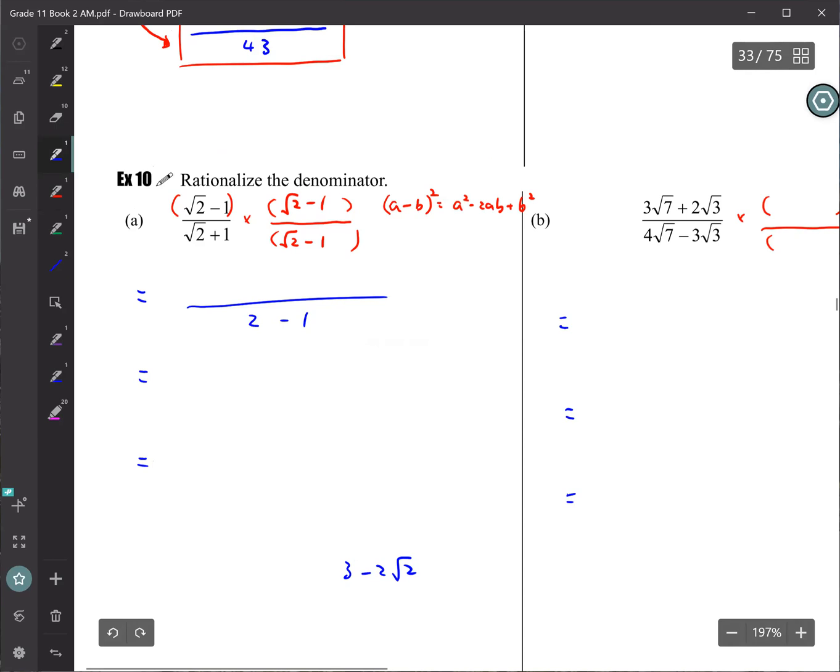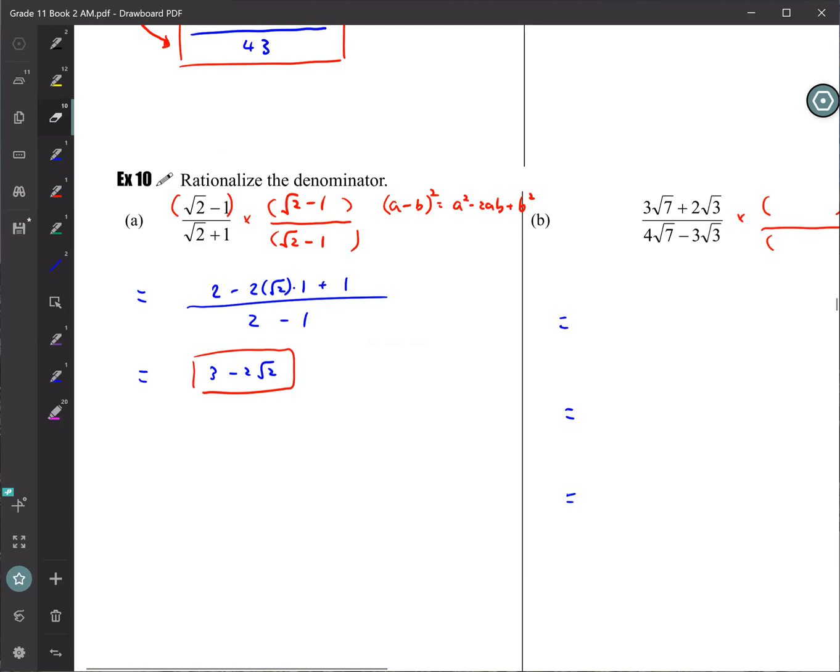So instead of doing the FOIL, we just put it into the formula, right? A squared, so that will give us a 2, minus 2ab, right? And then plus b squared, which is 1. And then you just simplify 2 plus 1, that gives us a 3. 3 minus 2 root 2 over 1. So that's why you don't need any denominator, right? So you adapt to different situations. Sometimes you have to do the FOIL, sometimes you apply the formula, okay?